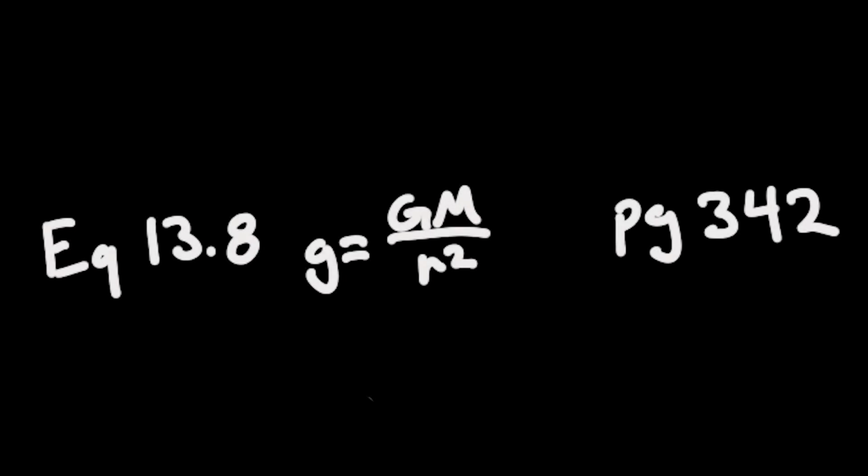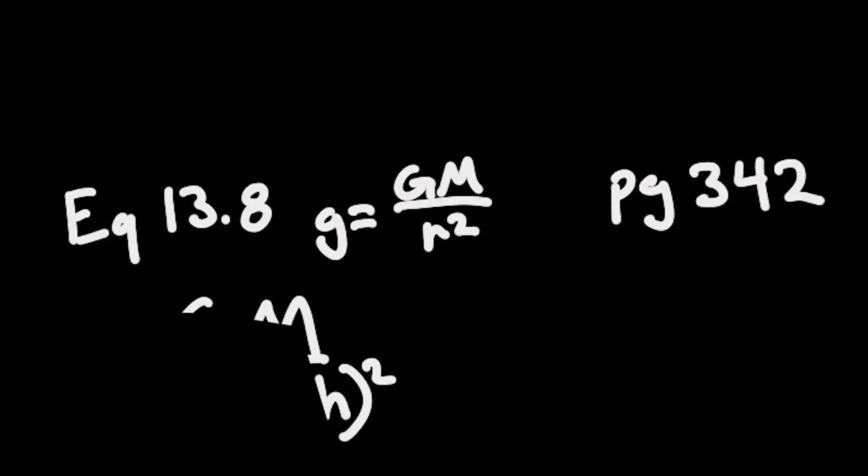So I looked into the textbook to see if I can find an equation that had both acceleration due to gravity, or just plain old acceleration, and height. Luckily enough, I found one. On page 342 of the textbook, we can find equation 13.8. Equation 13.8 allows us to calculate the acceleration due to gravity of any object given Newton's gravitational constant, the mass of the planet, and the distance between the object and the center of that planet.